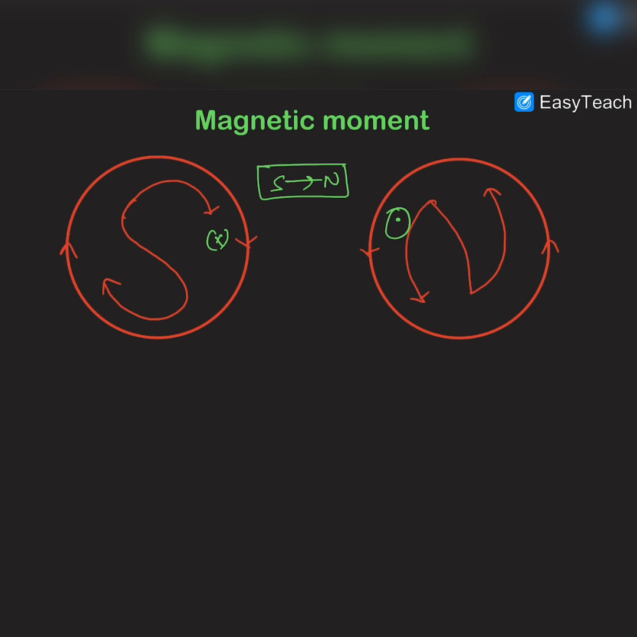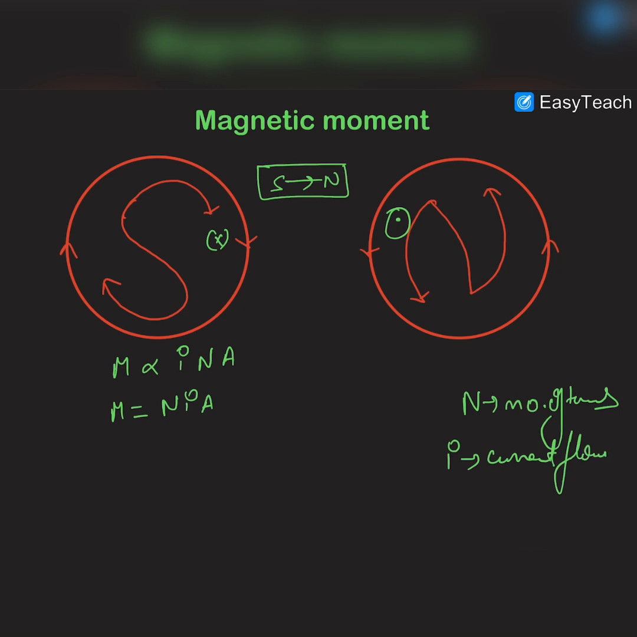So the magnetic dipole moment of this ring, M, is proportional to the current flowing in the ring, and is proportional to the number of turns in the ring and the area of the ring. And the proportionality constant is obviously 1, so it is NIA, where N is the number of turns. I am writing it down here. So N is the number of turns, I is the current flowing in the ring, and A is the area of the ring.